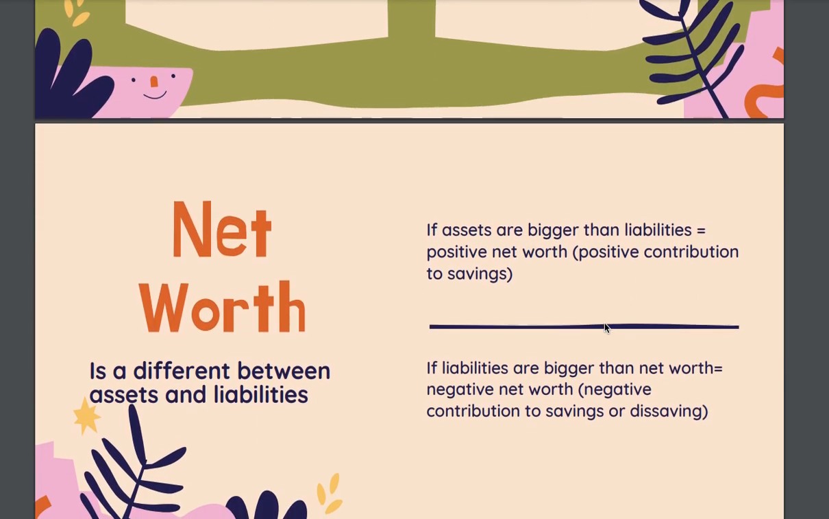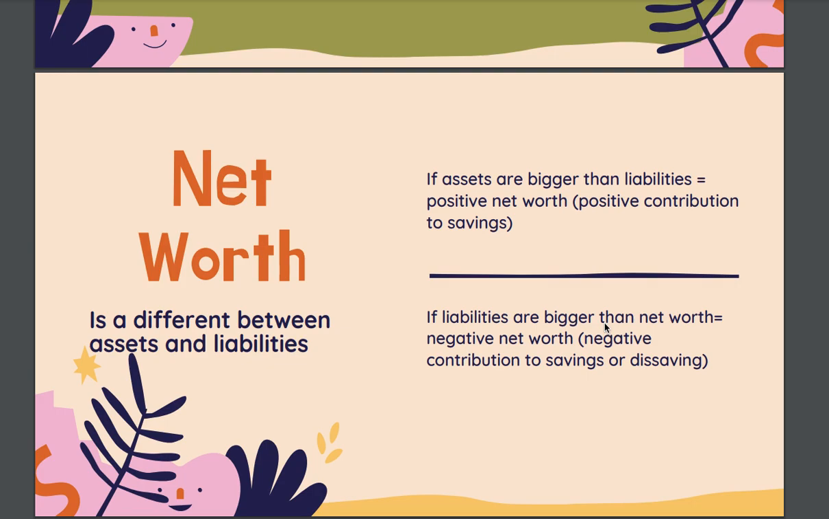Alright. So, net, okay, is the net worth. Okay, net worth ni is a difference between asset and liabilities. Okay, and then you are going to total up all of your assets, and then you minus all the total liabilities, and then you will get your net worth. Okay, so what is the net worth? So it is an indicator. So if your assets are bigger than liabilities, banyak lagi aset daripada hutang, so you are going to have a positive net worth. Okay, which is a positive contribution to savings.